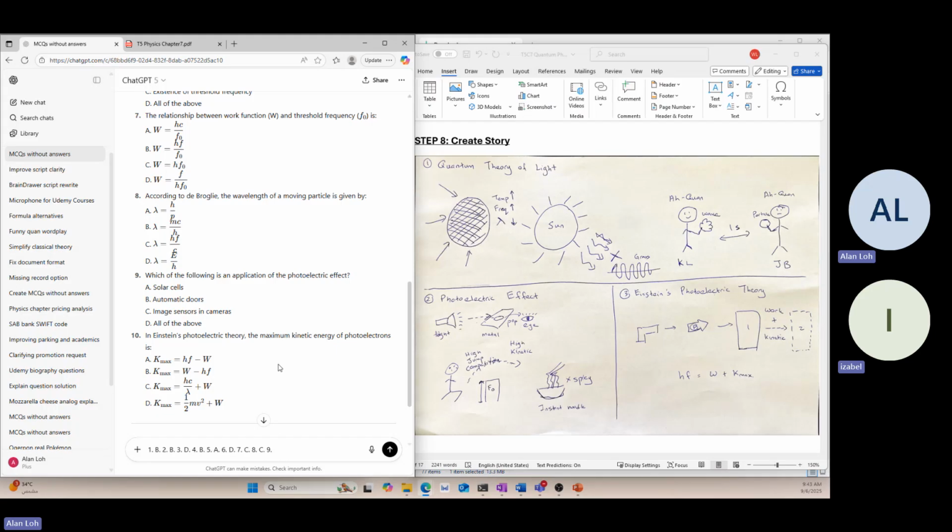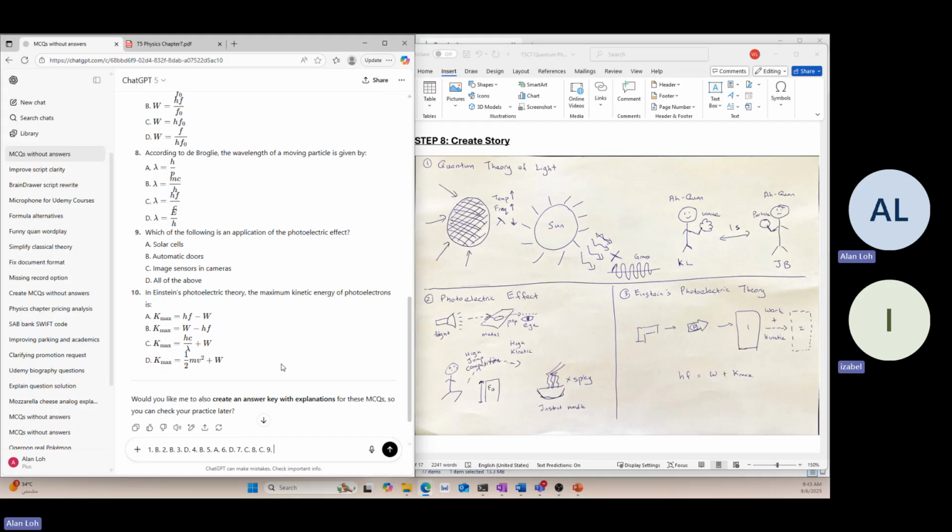Okay. Which of the following is an application of the photoelectric effect? So that'll be drawer number 2, photoelectric effect. Oh no, drawer number 3, to do with the photoelectric theory, and then all of the above, D. Okay. Last one. In Einstein's photoelectric theory, the maximum kinetic energy of photoelectrons. So drawer 3 with Einstein, and then the formula but rearranged, so it's A. Okay.